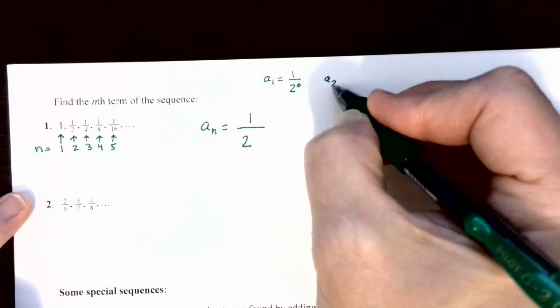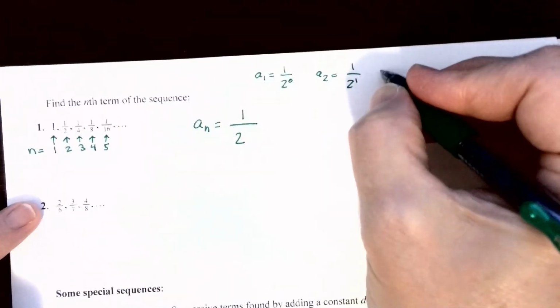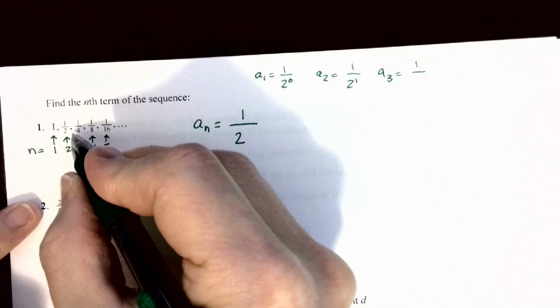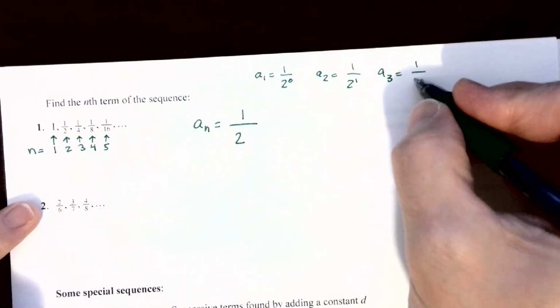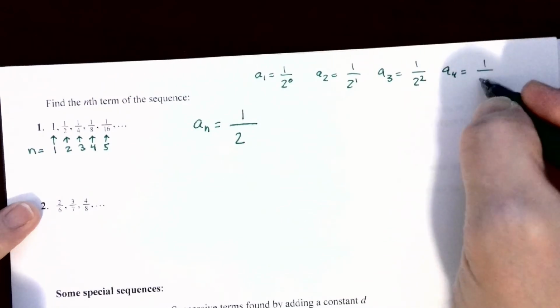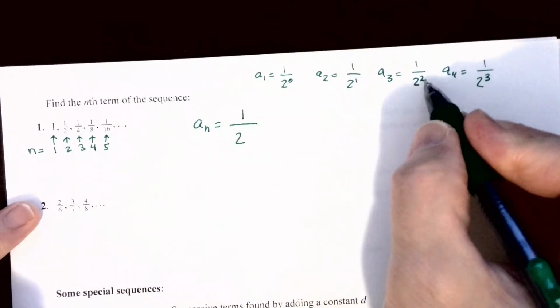A sub 2, I want it to be what? 1/2, or 1 over 2 to the first power. A sub 3, I want 1 over 4 down here, so how do I get that? 2 to what power is 4? 2 squared. A sub 4 is what? 1 over 2 cubed, right, to get the 8. You see that pattern? I'm just incrementing by 1 each time.